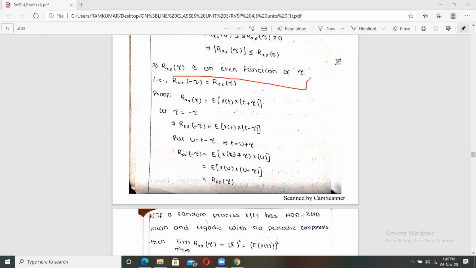That is where the cos function is an even function. In other words, sin of minus x equal to minus sin x, right? Where sin x is an odd function. Cos x is an even function and sin x is an odd function here. Likewise, here autocorrelation function is an even function. For that, we have to prove R of minus tau equal to R of tau. Here also R suffix double x of minus tau equal to R suffix double x of tau.